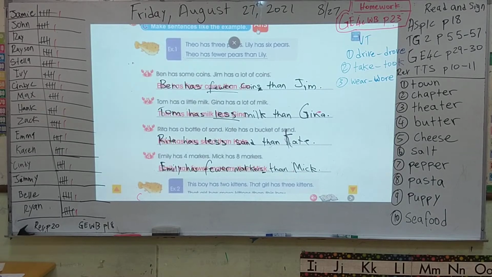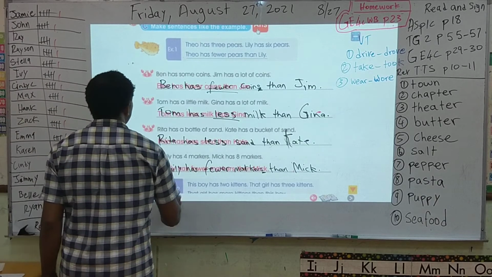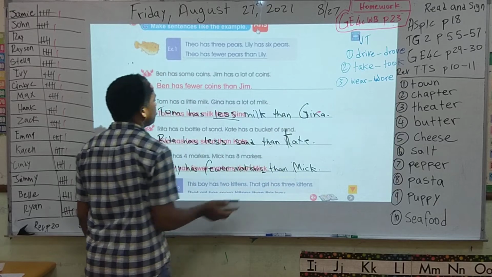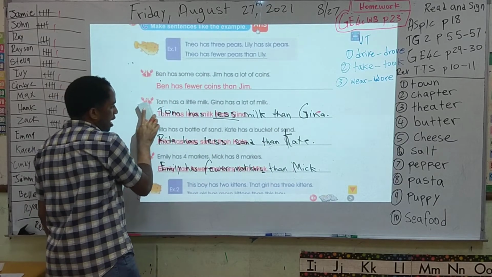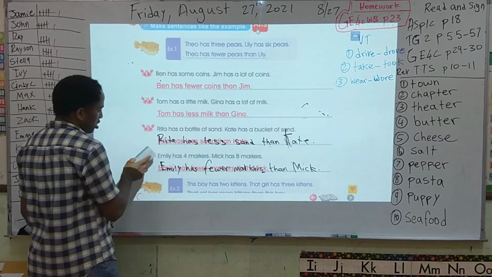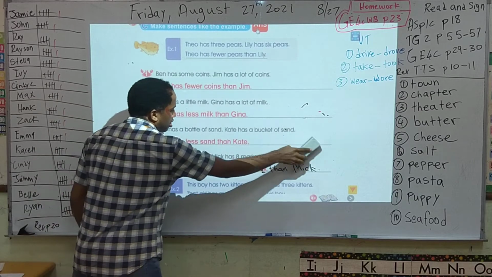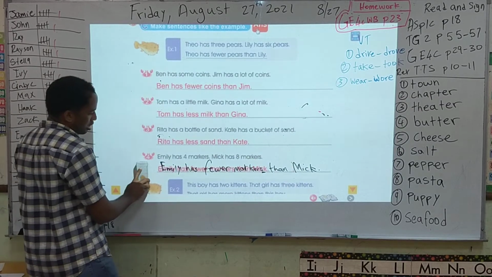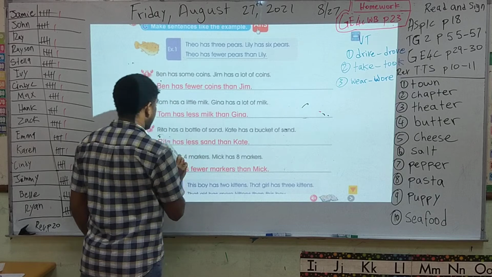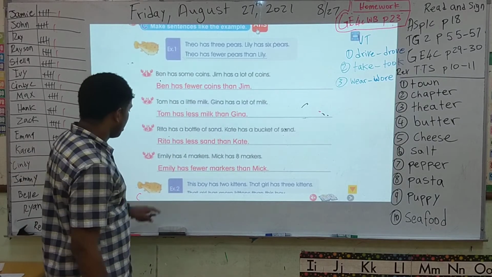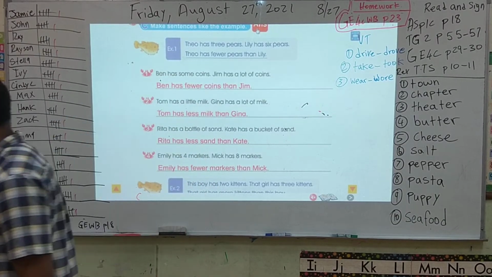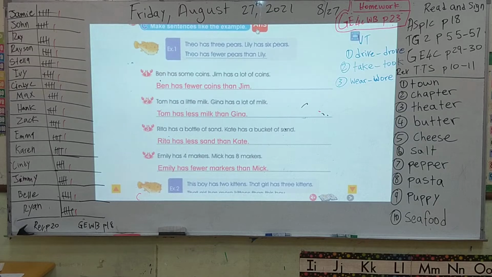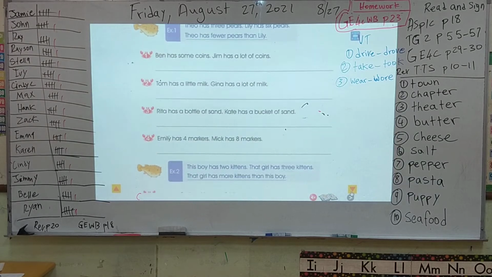Okay, so number 1, Ben has fewer coins than Jim. Good. Tom has less milk than Gina. Rita has less sand than Kate. And Emily has fewer markers than Mike. Now let us go to part 2.